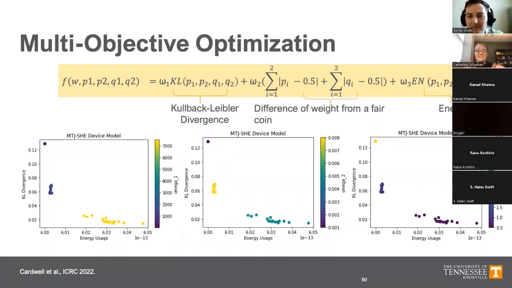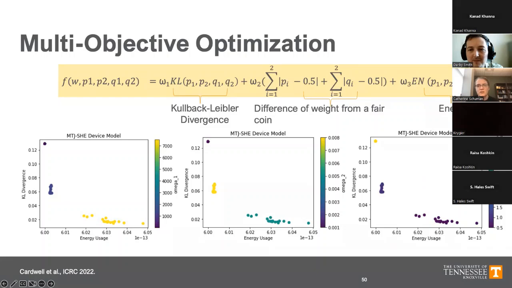So in this case, instead of maximizing the fitness score, we were trying to minimize this value. Now you'll note that there are 3 weight values here, omega-1, omega-2, and omega-3, that are weighting those different objectives. And this was another case where we had to be very careful about how we selected those values, because as you can see in these 3 different plots, plotting KL divergence versus energy usage and the weighting of our different values. So this plot is omega-1, omega-2, and omega-3.